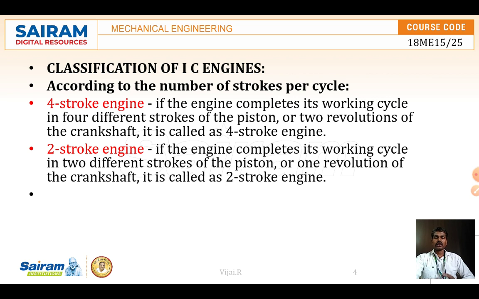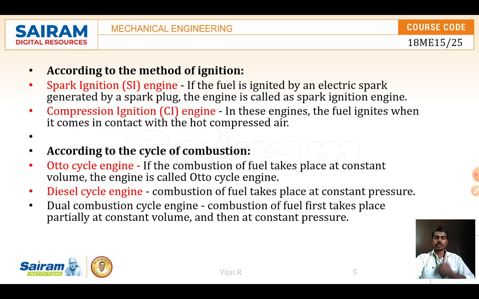In a 2-stroke engine, only 1 revolution of the crankshaft takes place, or the piston moves only 2 strokes, upward and downward. So we call it a 2-stroke engine. And according to the method of ignition, the petrol engine normally uses a spark plug. We call it an SI engine or spark ignition engine. A diesel engine compresses and then burns, so it is a compression ignition engine, where there is no spark plug present.